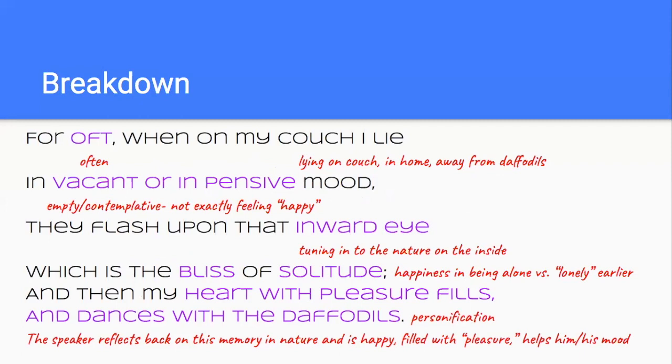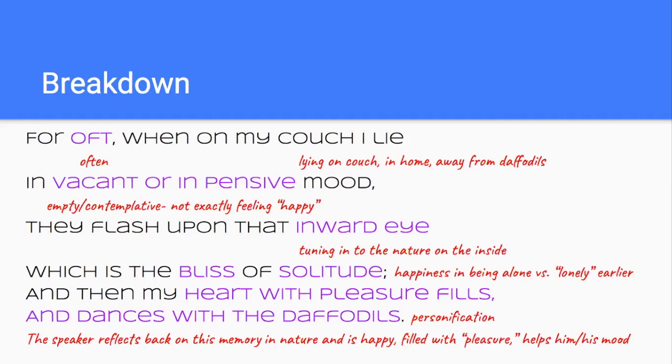So we know that this is a time that's maybe in the future, away from the time when the speaker was originally looking in nature at the daffodils. Now the speaker is inside. So often when he's just lying on the couch at home, away from the daffodils, in vacant or in pensive mood. Look at those words that Whitman chooses to use, vacant or pensive. Vacant means empty, right? And then pensive is contemplating something, contemplative. So not exactly in a happy mood per se, almost kind of feeling empty, maybe that wandering, lonely type of feeling that he felt at the beginning of the poem. Often he's thinking about that.